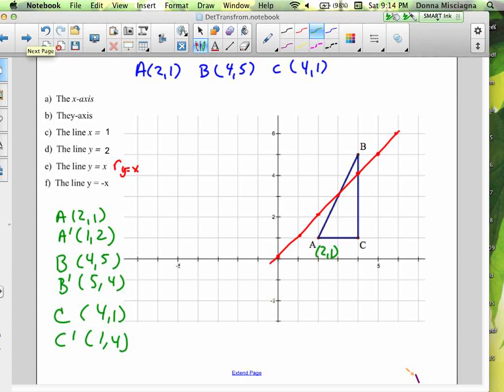All right, so 1, 2 right here is A prime, and B prime is at 5, 4. So it's over here, right? Because B is on the other side. So B prime is 5, 4. And then C is going to be at 1, 4 right here. Right? And so C prime is 1, 4.